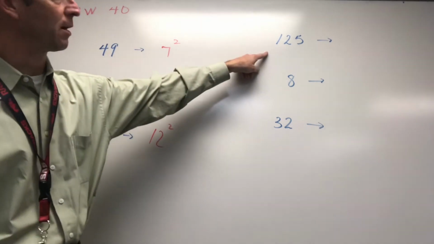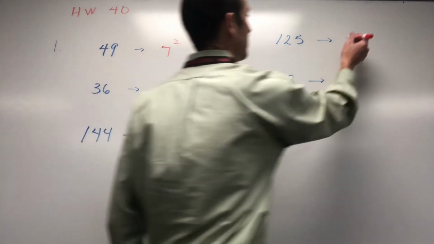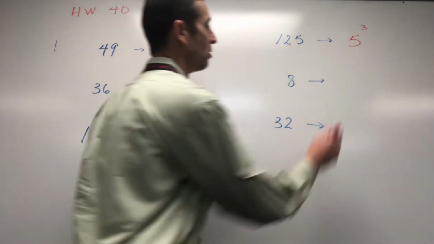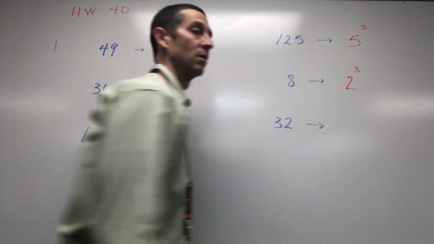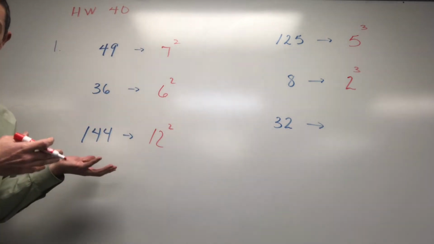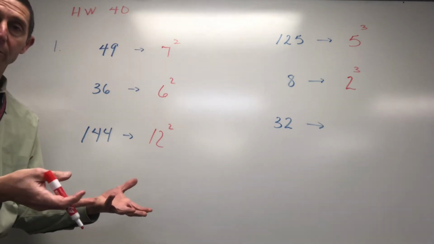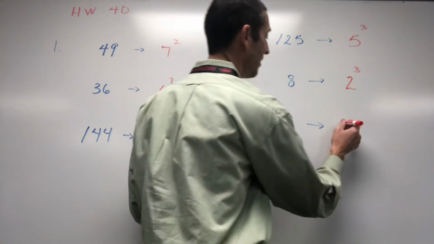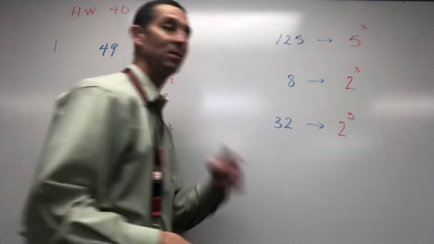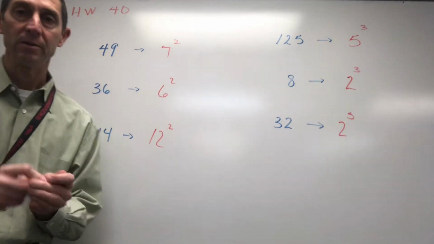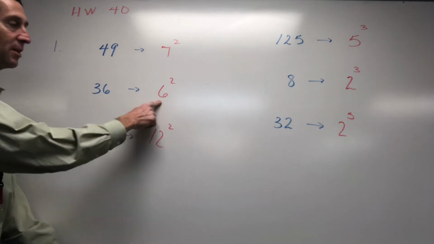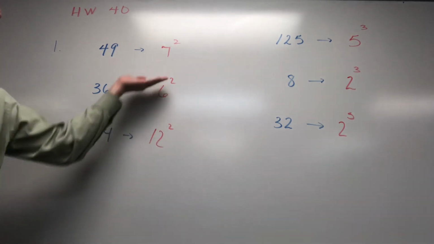You can have third powers, 125. You could rewrite that to be 5 to the third, or 8, a little smaller, 2 to the third. So take these numbers, rewrite them with exponents to solve the equations today. 32, you got to be on your toes for this one, 2 to the 5th power. Okay, so our job today, solving exponential equations. Sometimes you got to be clever and rewrite them with exponents.